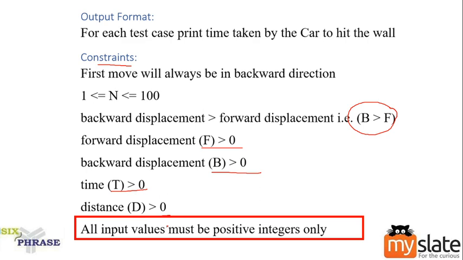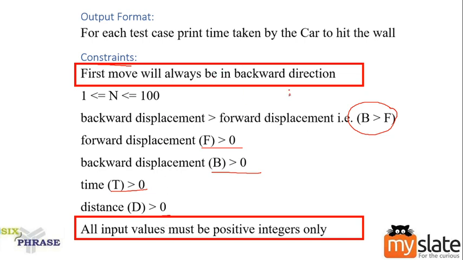One more important point you should note here: the first move will always be in the backward direction. Even though the car can move in both forward and backward directions, first it will move backward, then it will move forward. They said it will keep repeating this process until it parks or collides with an object. So it will move backward, then forward, again backward, then forward. The first movement will be backward, and the following movements will alternate between forward and backward repeatedly.